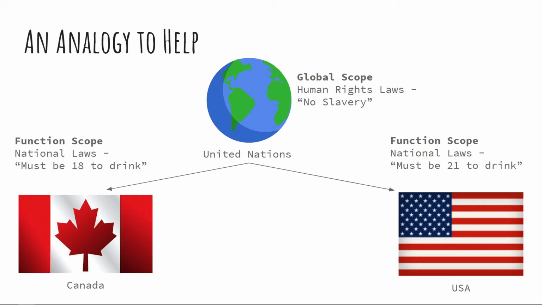So in Canada, the national laws say that you must be 18 to drink, but in the US the national laws say you must be 21 to drink. So you only need to follow the laws of the country that you are in and the global laws, right?